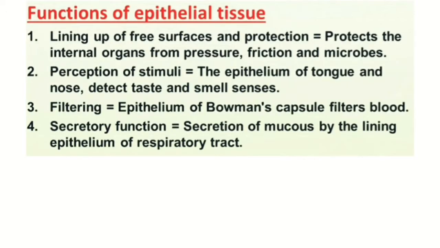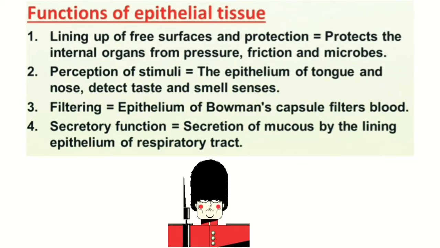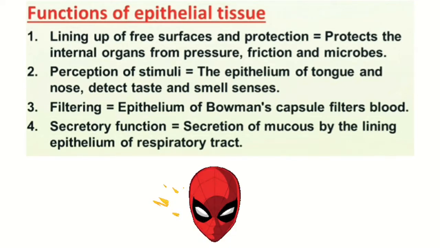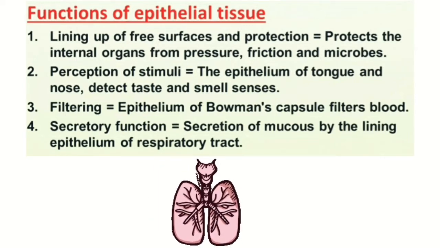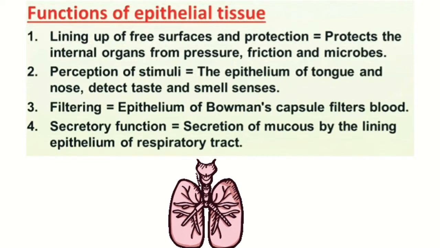When you consider the functions of epithelial tissues: lining of free surfaces and protection. It is the primary function of the epithelial tissues, which protects the internal organs from pressure, friction, and even microbes. Therefore, they act as a protective barrier. Perception of stimuli: the epithelium of the tongue and nose, etc., detects taste and smell. Filtration: the epithelium of Bowman's capsule filters the blood. Secretory function: secretion of mucus by the lining epithelium of the respiratory tract.